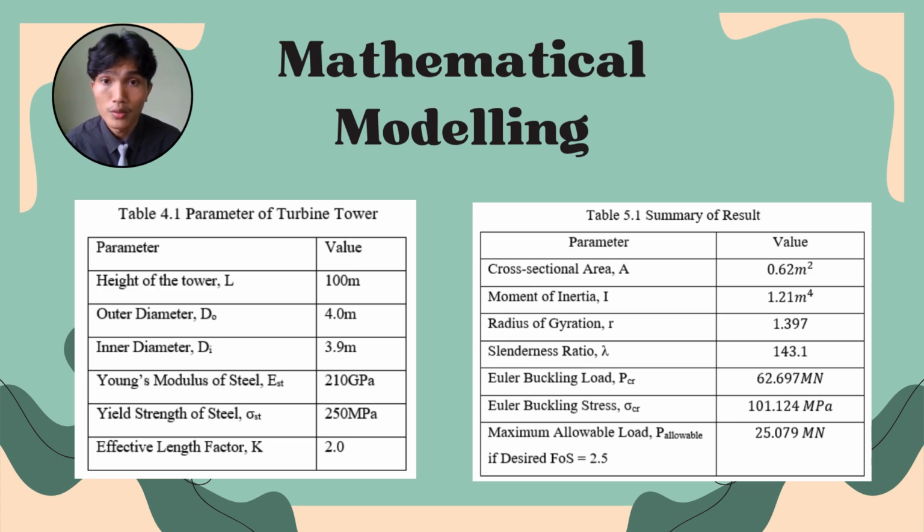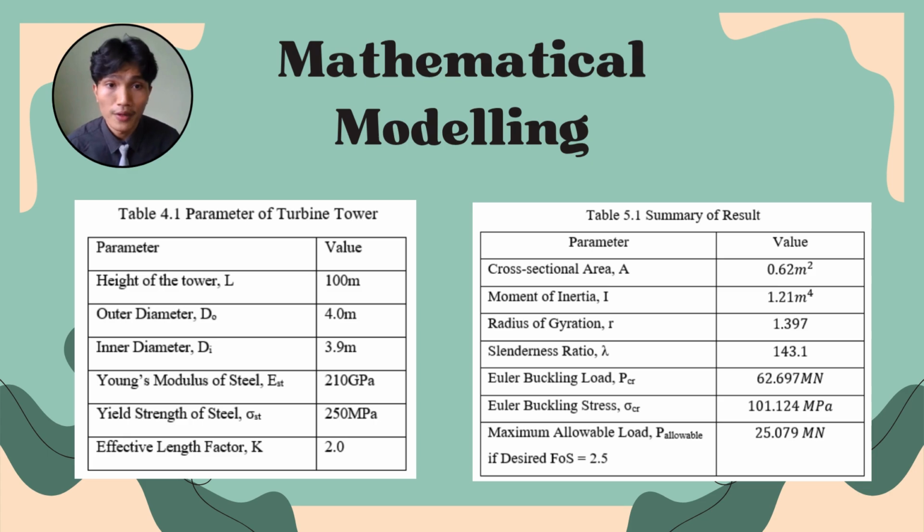In Table 4.1, we selected parameters that reflect a realistic utility-scale wind turbine. The tower height is 100 meters, which is common for a 2 to 3 megawatt onshore turbine, and we assume an outer diameter of 4 meters and an inner diameter of 3.9 meters, representing a hollow steel cylindrical column, which is typical for modern turbine towers. For Young's modulus and yield strength, we use standard properties as found in mild structural steel. The effective length factor was taken as 2 based on our earlier assumption of an ideal cantilever.